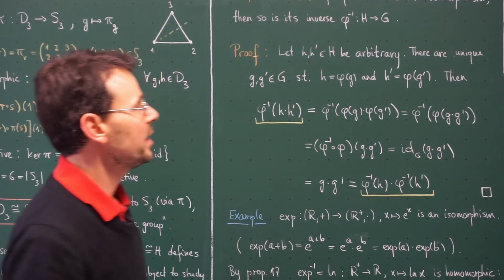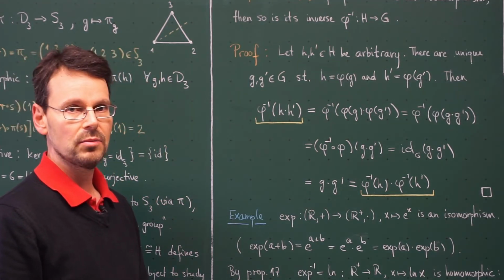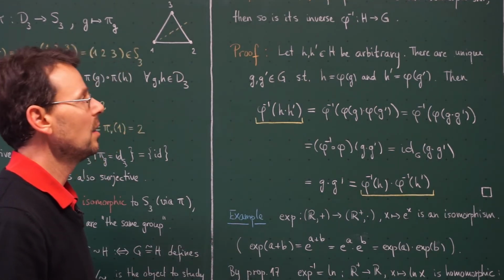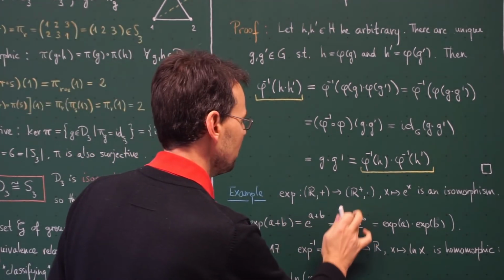The same holds in linear algebra. If you have a vector space isomorphism, then the inverse map is automatically also an isomorphism of vector spaces.